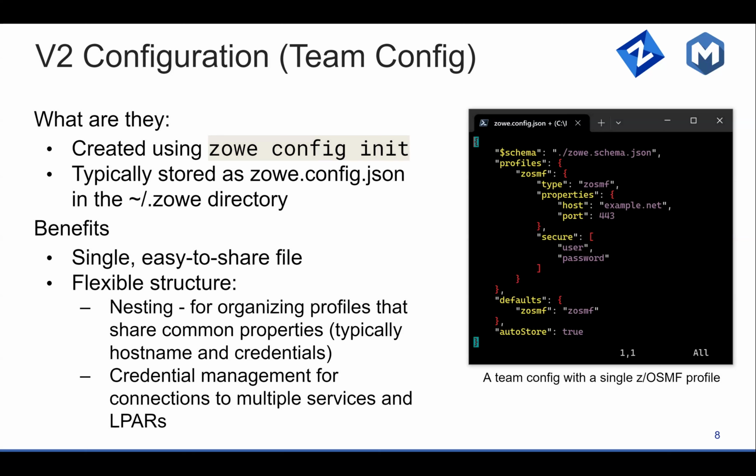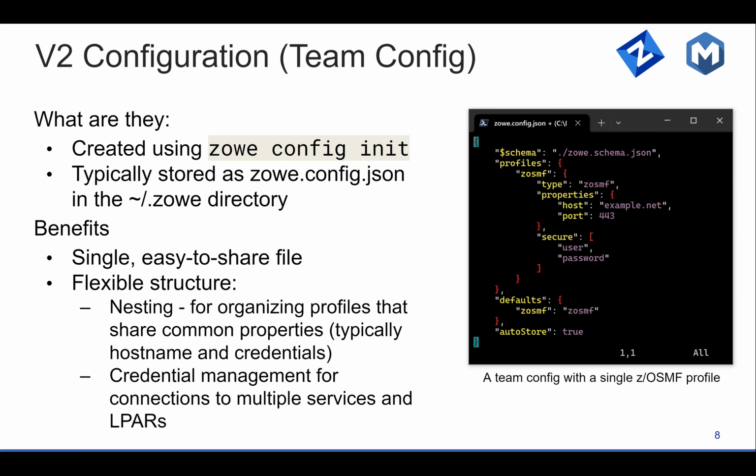And so when we talk about V2 configuration or team config, we're talking about the same thing. We just typically call them team config because that's a shorter name, I suppose. But users can create a team config using the Zowe config init command in Zowe CLI. You can do something similar in Zowe Explorer for VS Code as well. The team config file is generally named zowe.config.json and typically lives in the .zowe folder in the user's home directory.